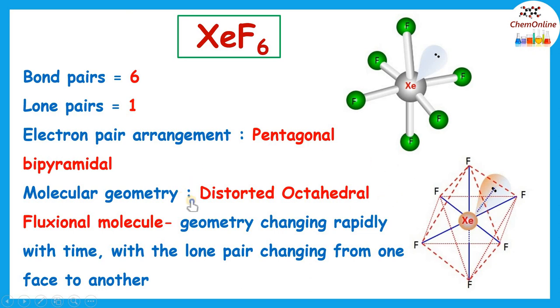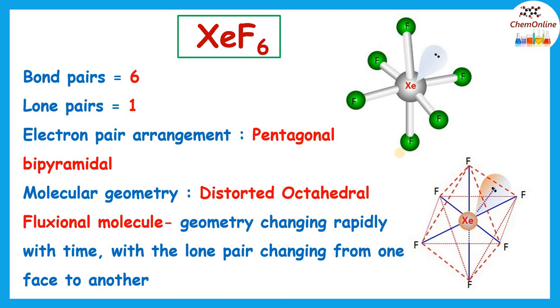And the distorted octahedral geometry is believed to have the lowest energy configuration, but we cannot always say that this is the exact configuration of XeF6 because this molecule is a fluxional molecule. A fluxional molecule means the geometry will be changing rapidly with time. That is, the fluorine atoms may shift their positions and also the lone pair may change from one face to another face. So such a molecule is called a fluxional molecule. So in XeF6, the molecule has a distorted octahedral geometry.